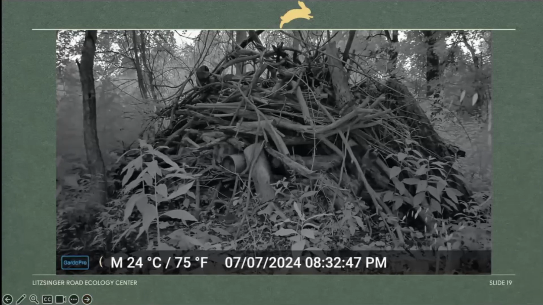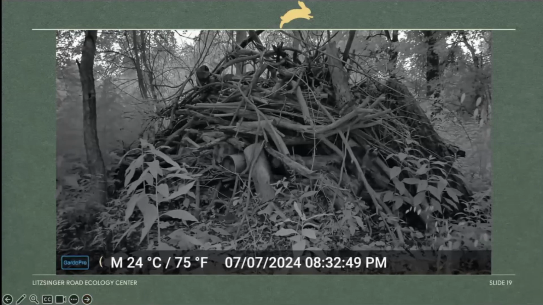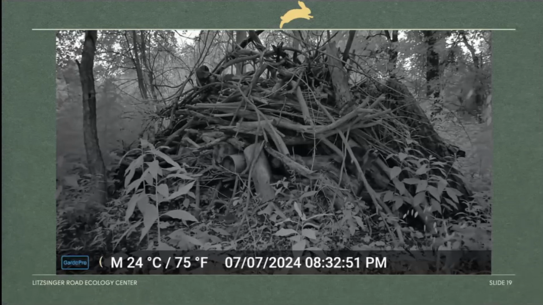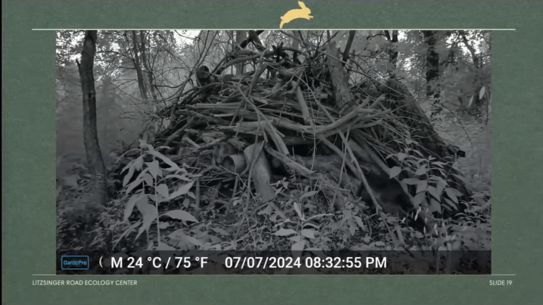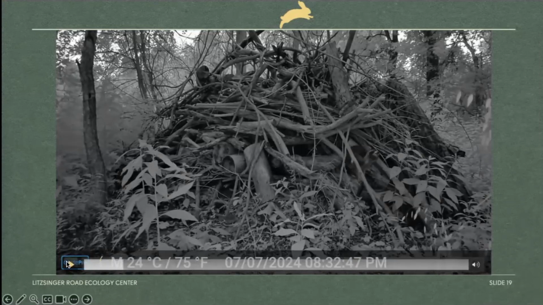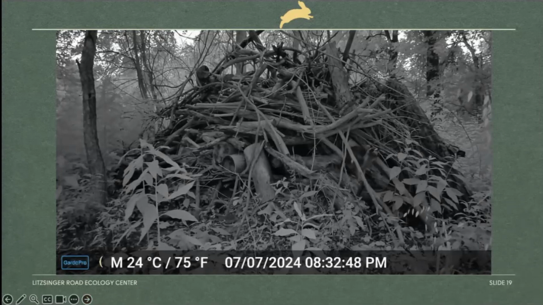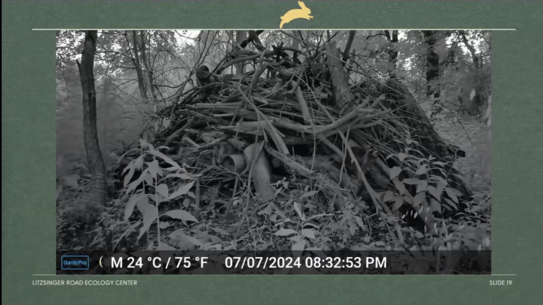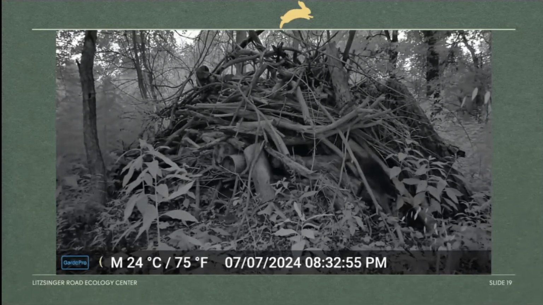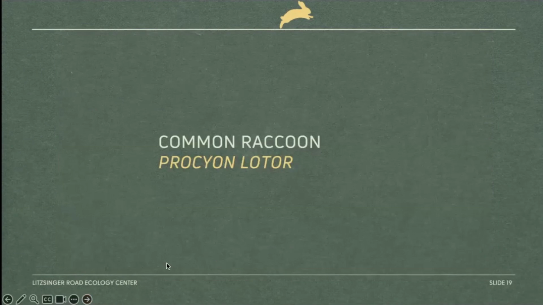It works. Oh. What is this? We got here. Can you guys see the second one? Let me play that again. Yeah, you can see the second one right up there. So that was a family that I watched throughout all of my time studying this. And we got the common raccoon.